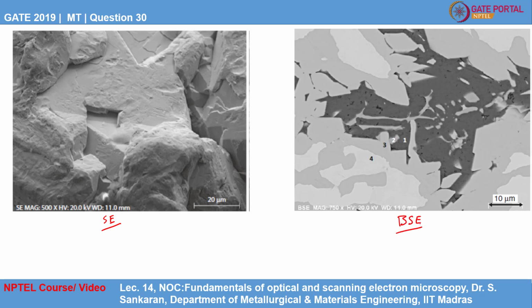Here you can see the compositional contrast. 1, 2, 3, 4: these are different elements. The brightest one corresponds to the element having the highest atomic number. One corresponds to the element with the lowest atomic number, and it has a very small backscatter electron yield. Due to that, the image appears darker.